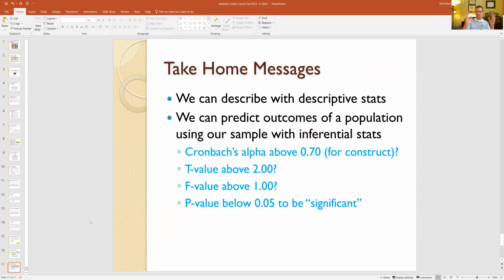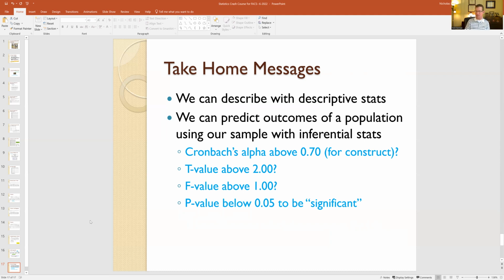So some take-home messages just over these couple minutes as we spend together about stats. Descriptive stats describe, inferential stats help us make inferences using a sample about a population. And the 4 biggies that we talked about today that you may see in some of the printouts with the FACS data: 0.7 or above for our Cronbach's alpha. How consistently are those fish swimming together? Are those items working together? T above 2 typically tells us there's a significant difference. F above 1 typically tells us there's a significant difference among 3 or more groups. T for 2, Anova for 3 or more, and then remember that P value.